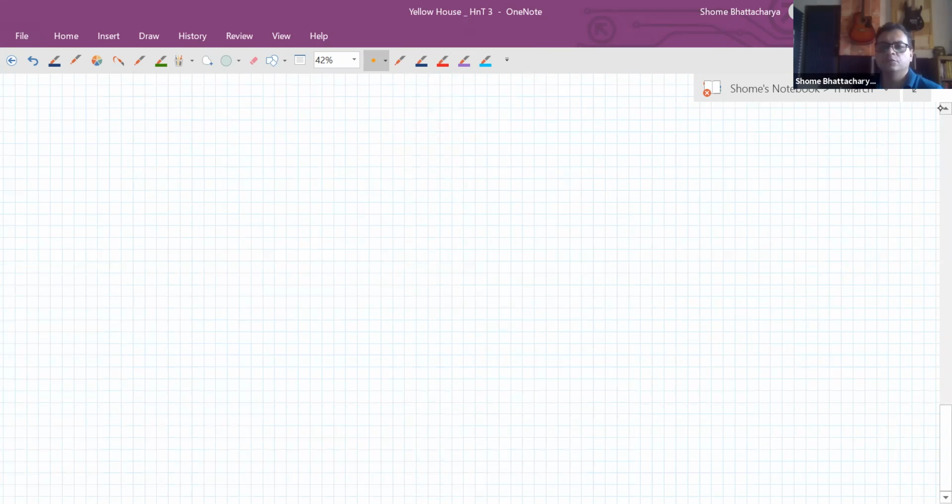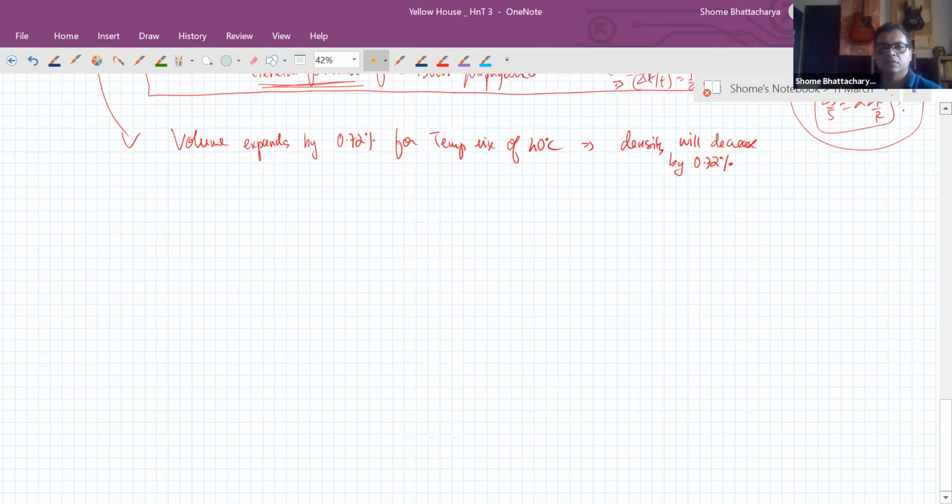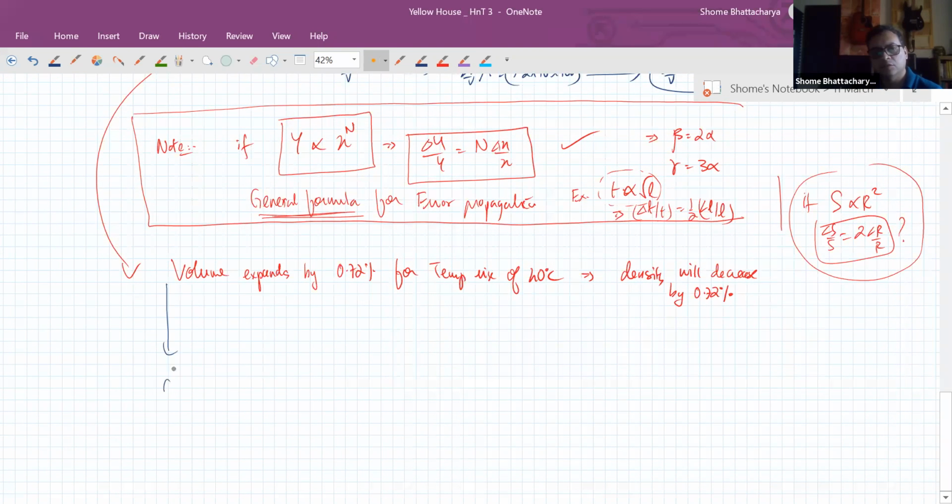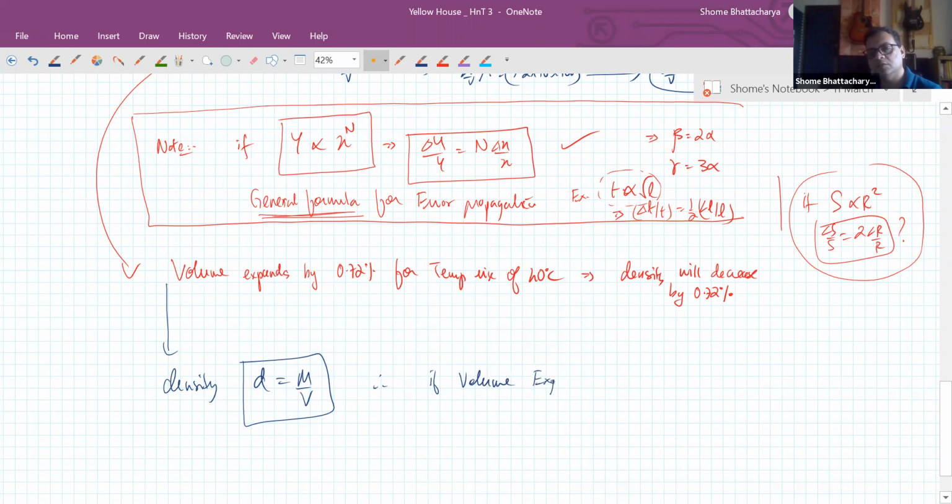Okay. So now from that, we also understand this last part, the relation between volume and density. Density is inversely proportional to volume. So therefore, if the volume expands by 0.72%, it implies that the density will decrease by 0.72%. So delta D by D will be minus 0.72%.